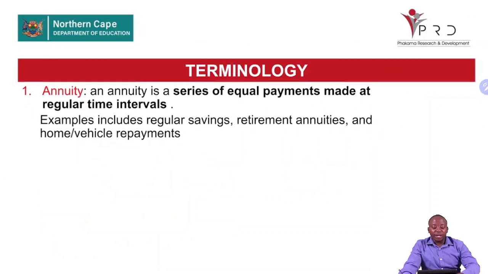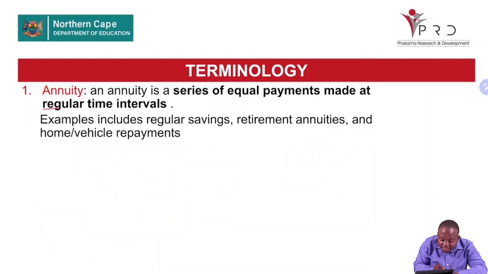Now let us focus on today's lesson. Today we are focusing on annuities. What are annuities? An annuity is a series of equal payments made at regular time intervals. So it's a series of equal payments.